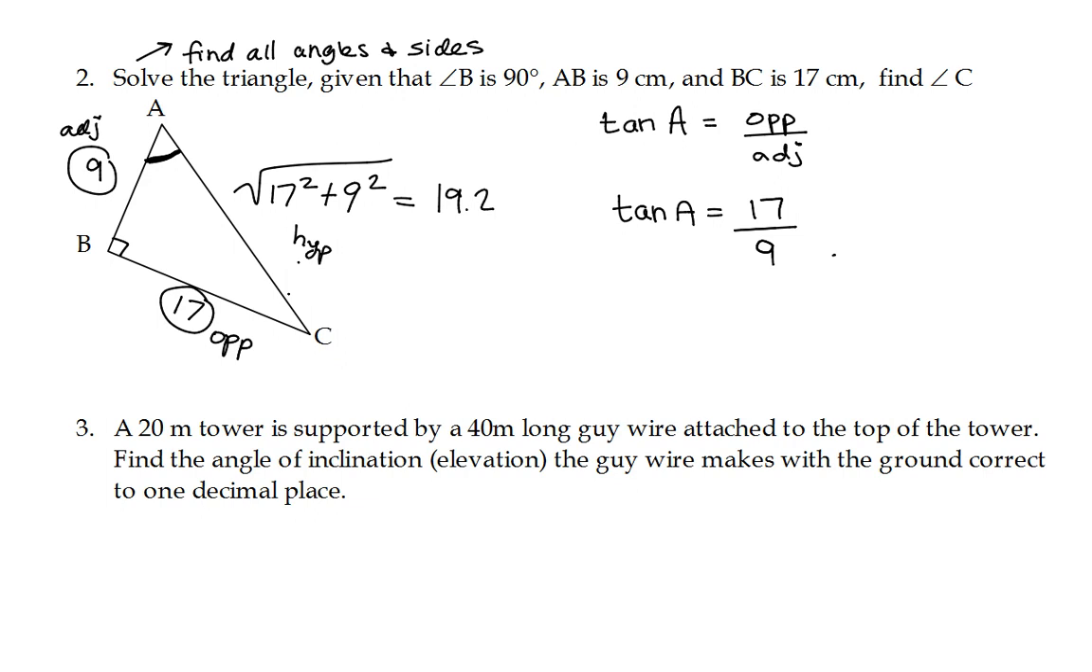How do you get rid of that tan? So you could isolate for A. Inverse, good. So then you'd have the inverse tan of 17 over 9 solving for A. Inverse tan, make sure you're in degree mode. Got 62 degrees. That's a straight calculator thing.